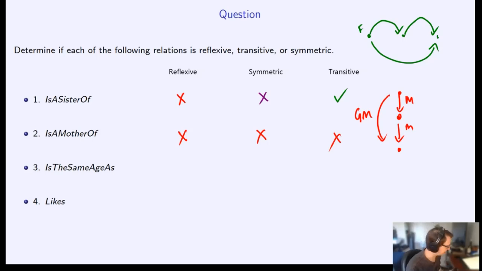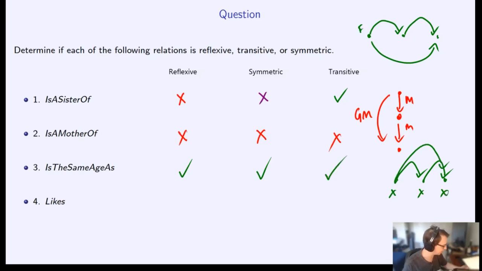So typically we'd say it's none for two. Is the same age as, this is all three. So yeah, I'm always going to be the same age as myself. If I'm the same age as my friend, then my friend will be the same age as me. And if we have three people and let's say I'm age X and I'm the same age as my friend who's age X, and my friend is the same age as someone else who's age X, then clearly we all have to be the same age. So yeah, same age will be transitive.